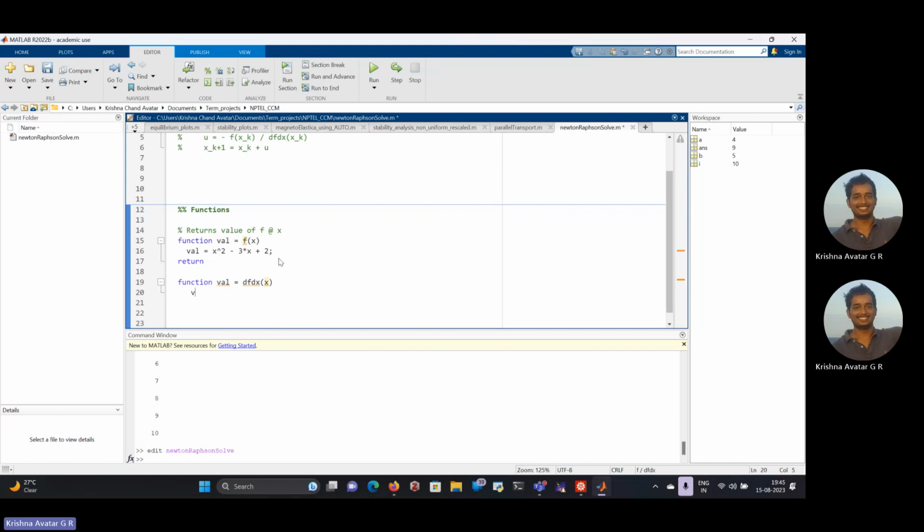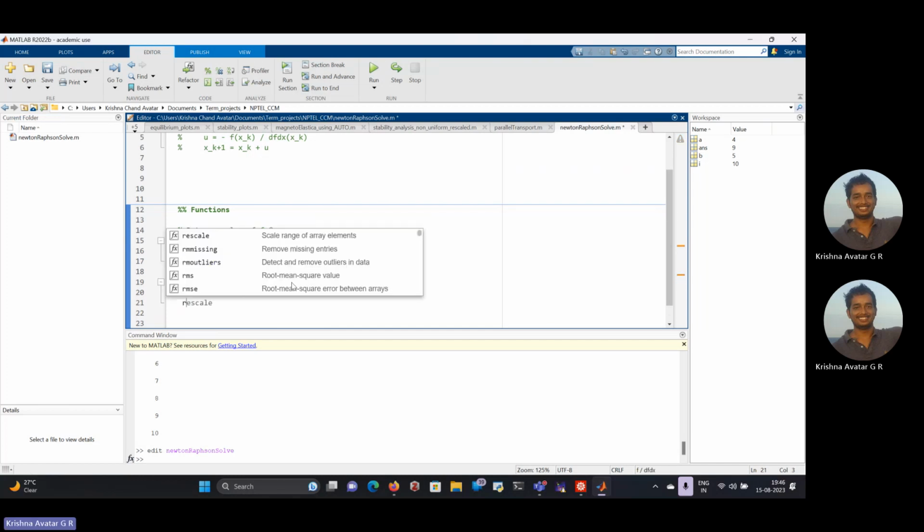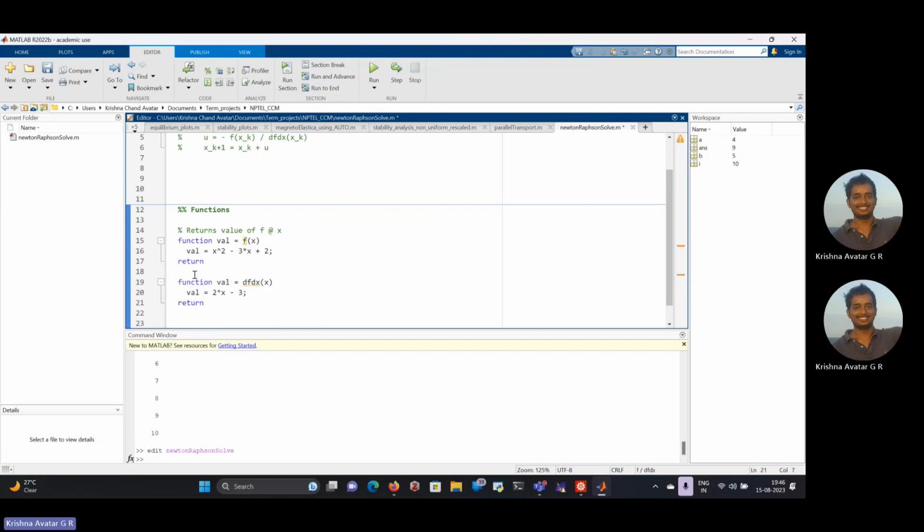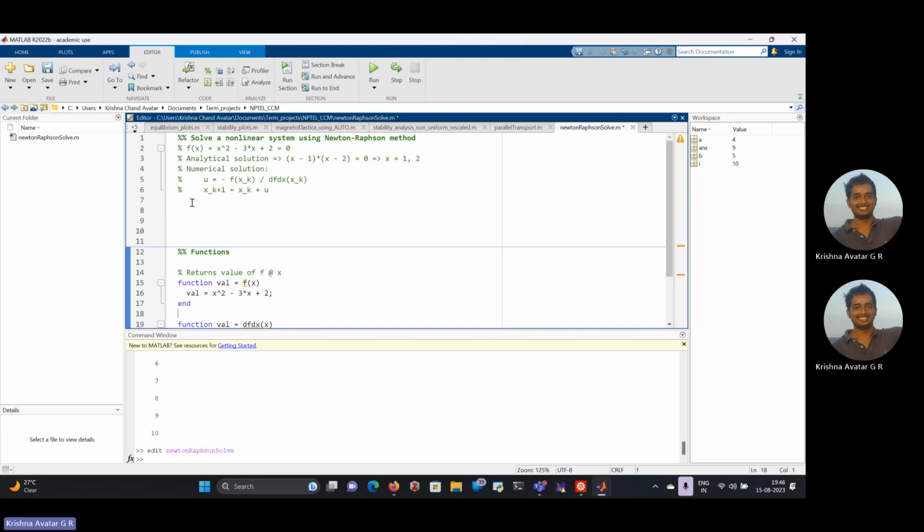In this case also we'll have val is equal to, now you take the derivative of this, so this gives us 2 into x minus 3, isn't it? So what you'll do is you'll return it. In MATLAB, the semicolon denotes that some operation is completed. Fine. Okay, now once we have that, let's construct it.